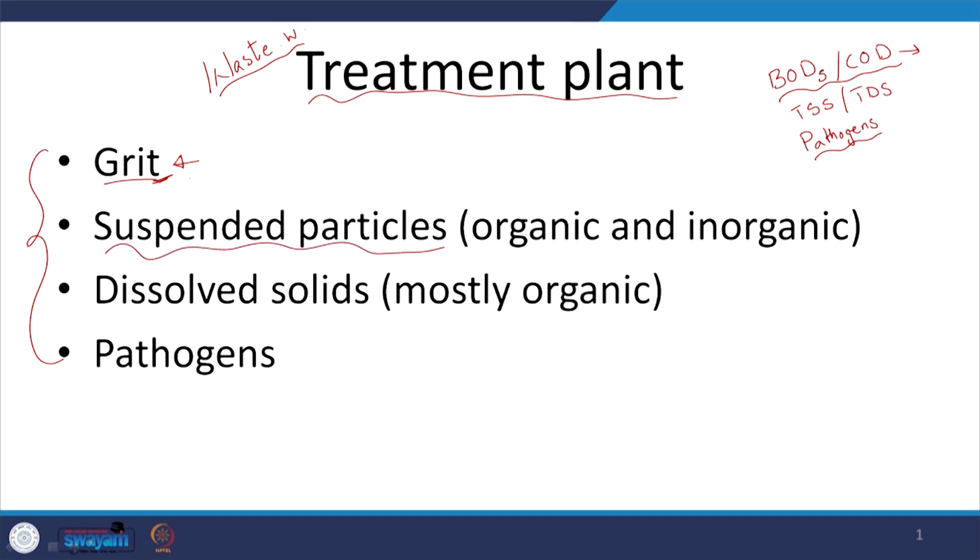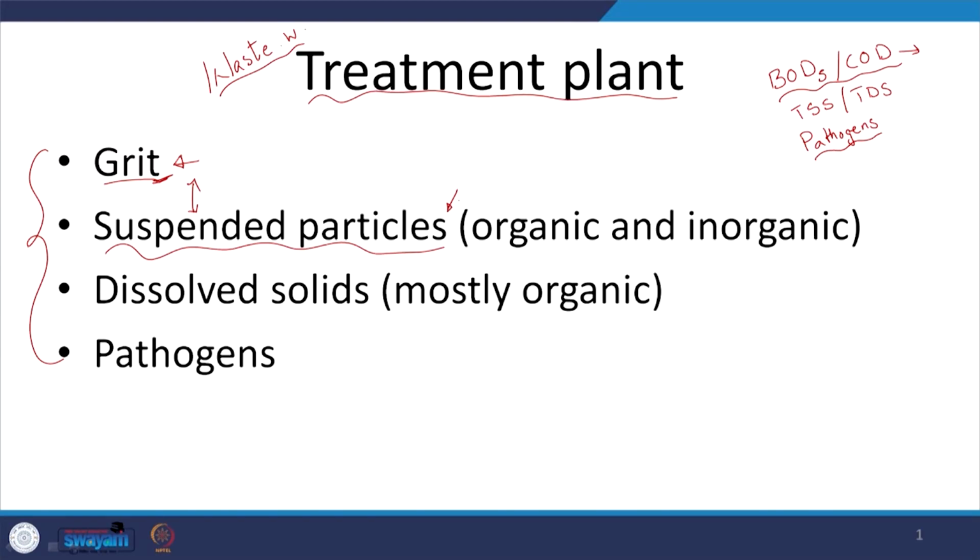Grit, how do we differentiate that from the suspended particles? We can differentiate by the fact that the particles which we classify as grit are relatively heavier, and thus are going to settle at an order of magnitude greater rate than that of the suspended particles. Suspended particles are going to have both organic and inorganic fractions, which will vary. And then we would like to also remove the dissolved solids, which is mostly organic content.